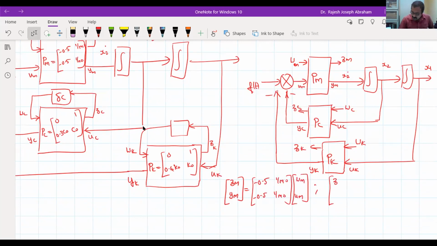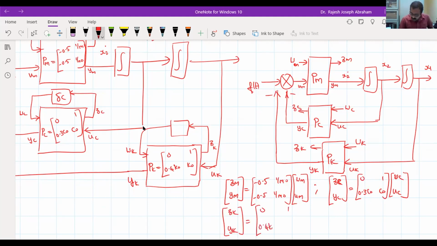Then what was our ZK, ZC and YC? ZC and YC was [0, 1; 0.3 C0, C0] into WC, UC. Okay. And for the spring, we had ZK, YK equal to what? [0, 1; 0.4 K0, K0] into WK, UK. Okay. These many things we have.